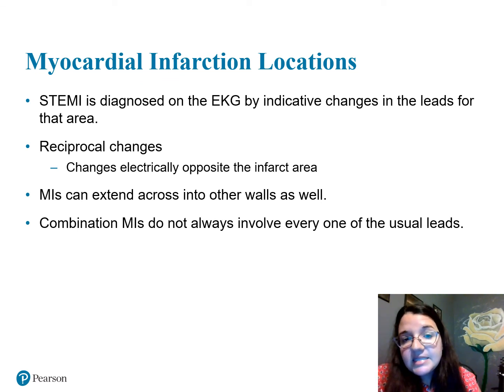So MIs can extend across into other walls as well. A combination of an MI does not always involve every one of the usual leads. So we can tell you all these implications, but not every one of these implications is going to be the same for everybody. They might be only showing one. For example, that R-wave transition.